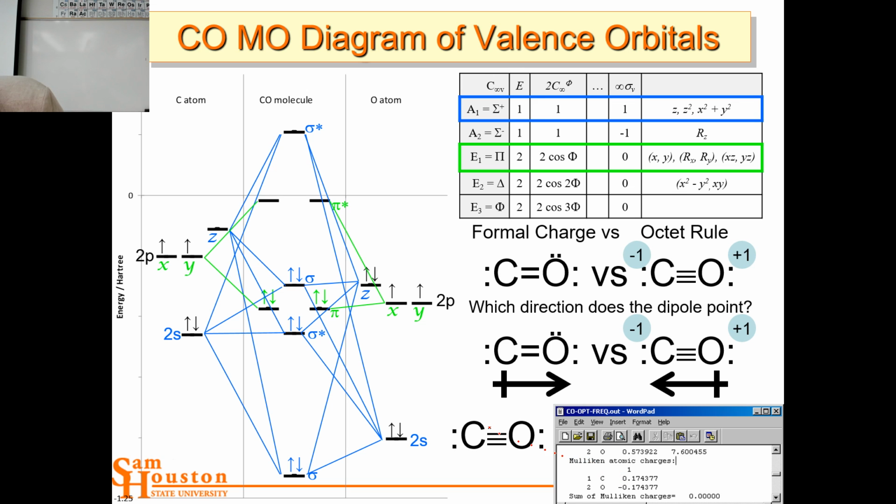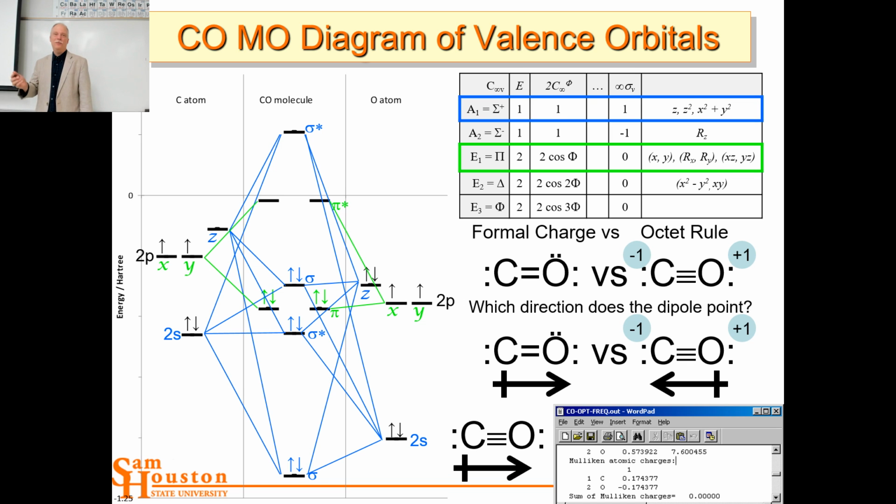And so if we look up here, what's the bond order? We've got 2, 4, 6, 8, back down to 6, divided by 2, it's 3. So we have a triple bond according to our bond order, which would favor the octet rule, but the charges on the atoms favor the formal charge formalism. So carbon monoxide is a very strange little diatomic.